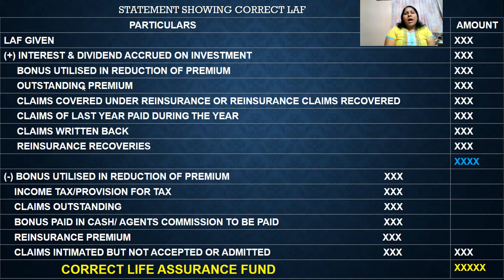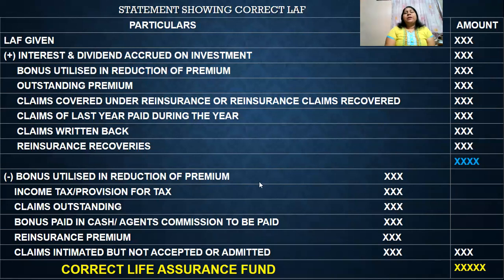The items to be added along with the life assurance fund given in the problem are interest and dividend accrued on investment, bonus utilized in reduction of premium, outstanding premium, claims covered under reassurance or reinsurance claim recovered, claims of last year paid during this year, claims returned back, reinsurance recoveries. If you find these items in the problem, you must add them to the incorrect life assurance fund given in the problem and get the summation.